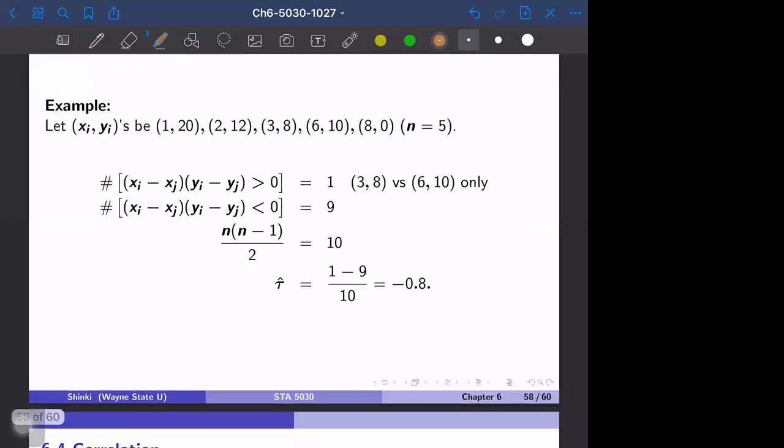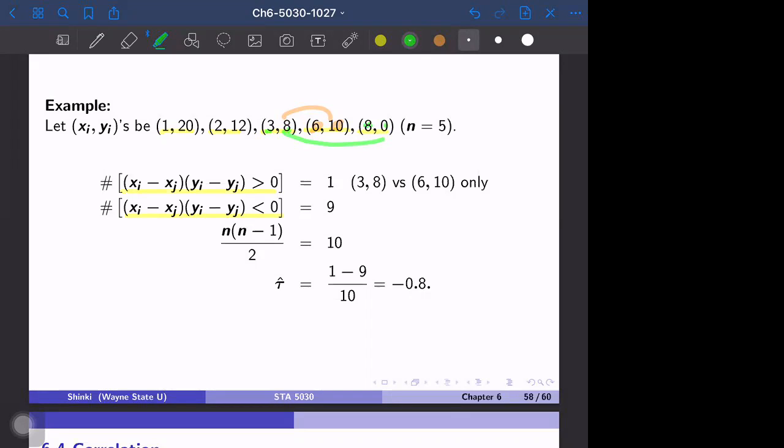Yeah, so just an example here. So we have 5 observations. This is the same as the last time. Then we calculate the number of pairs which satisfies the first condition and satisfies the second condition. And actually for this one, the first condition is only satisfied for one pair, the 3, 8, and 6, 10. So 6 is larger than 3 and 10 is larger than 8. So this satisfies this condition, but all others do not satisfy. For example, this one, the 8 is larger than 3, but the 0 is smaller than 8.